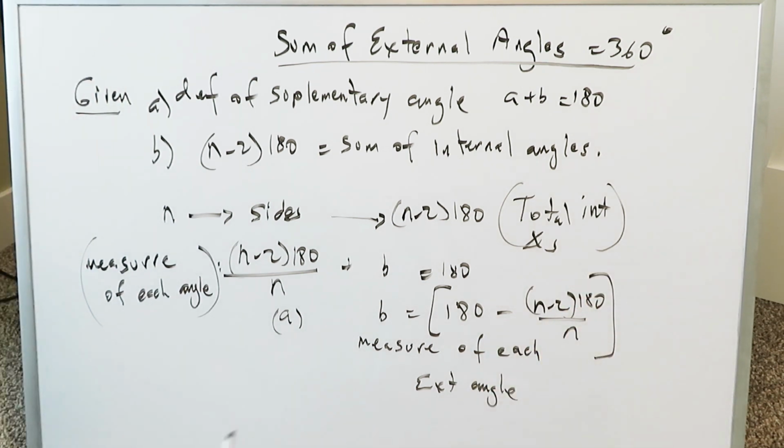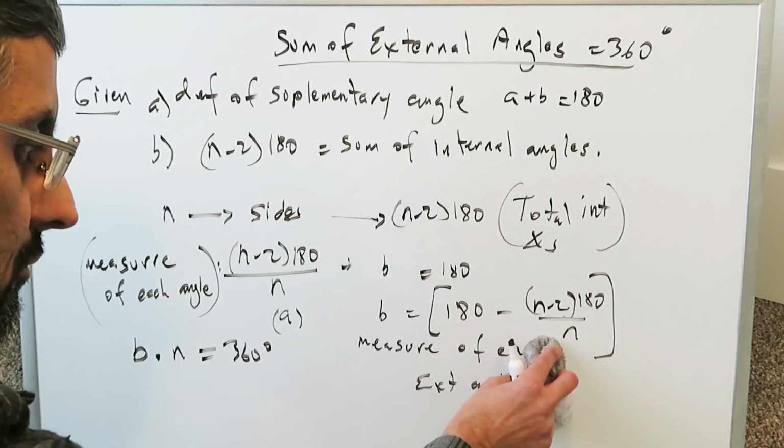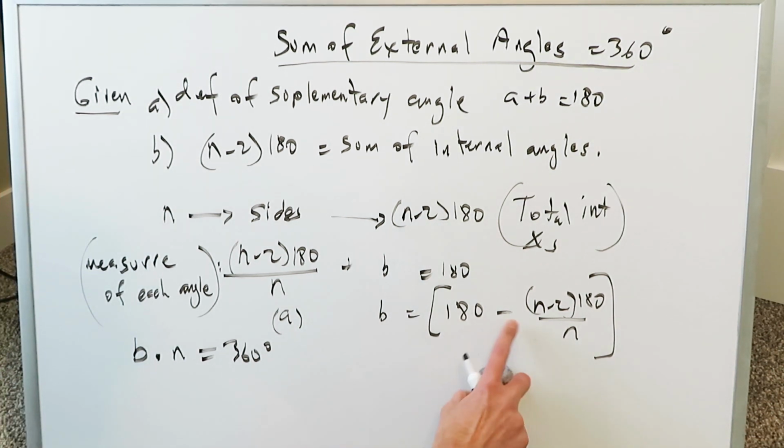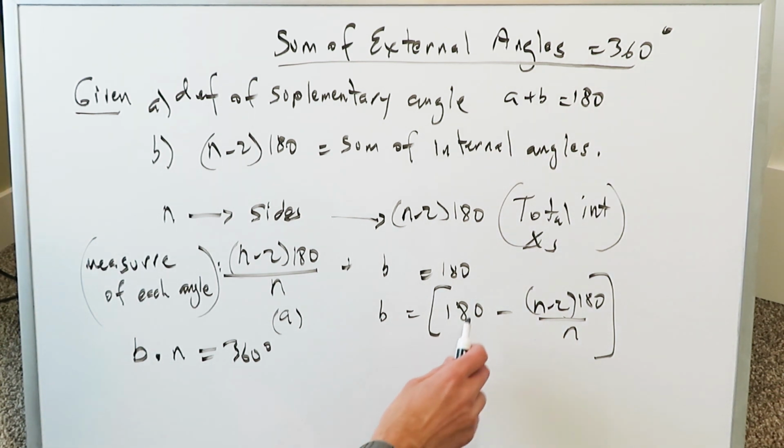If you were to take this B value, because you're looking at the measure of each external angle, and you were to multiply by the number of sides of that polygon, you should end up here with 360 degrees, and that will be the case. I have B over there. I just have to simplify it algebraically, and let me do that for you. If I take this simplified expression over here and multiply it by n, I'll get 360 degrees.